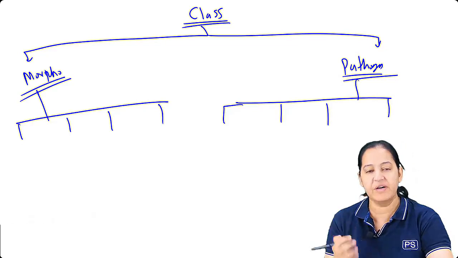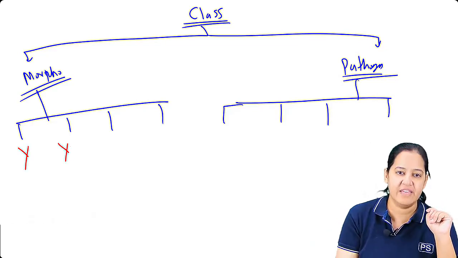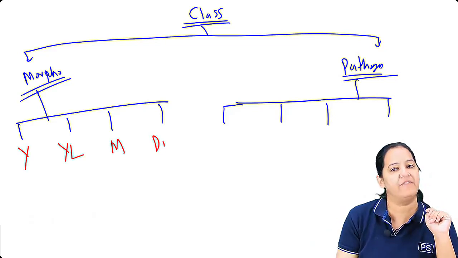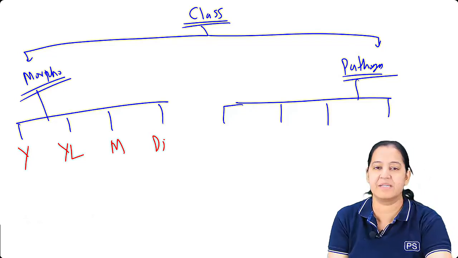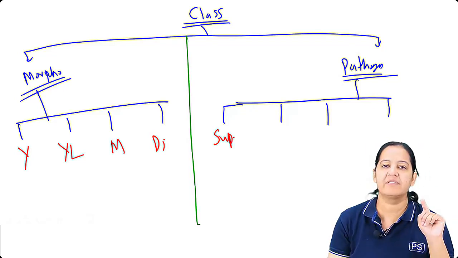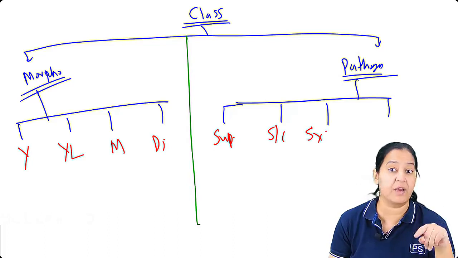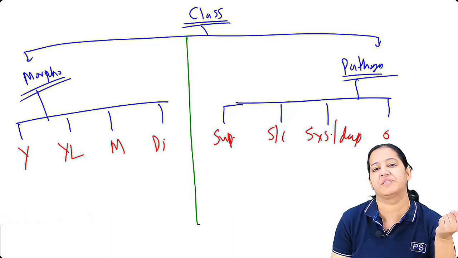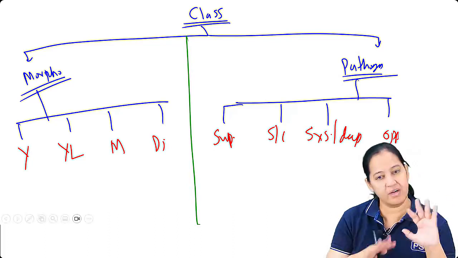1, 2, 3, and 4. So first, here we have yeast, we have yeast-like, we have mold, and we have dimorphic. And you should know the examples under each category. And here we have superficial, subcutaneous, systemic, that is deep, and we have opportunistic. So I want you to learn the examples. Fungus to total utni hai.